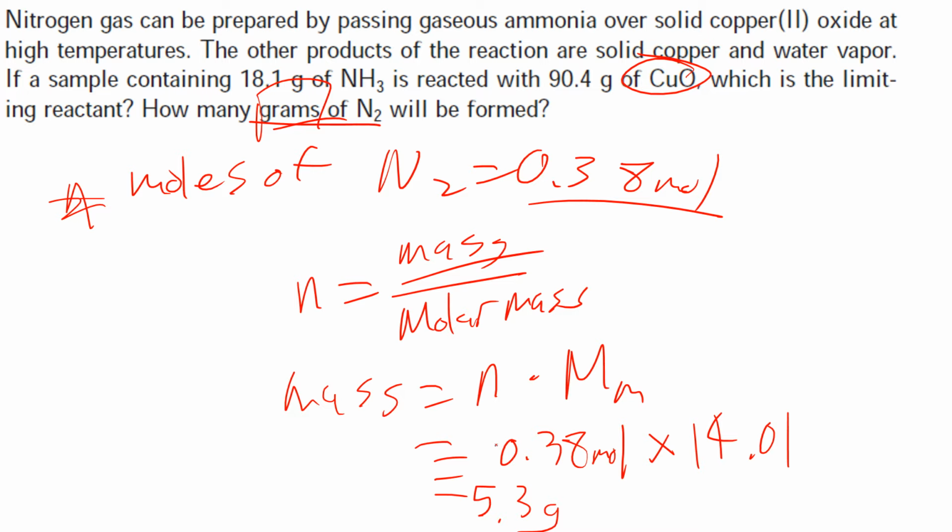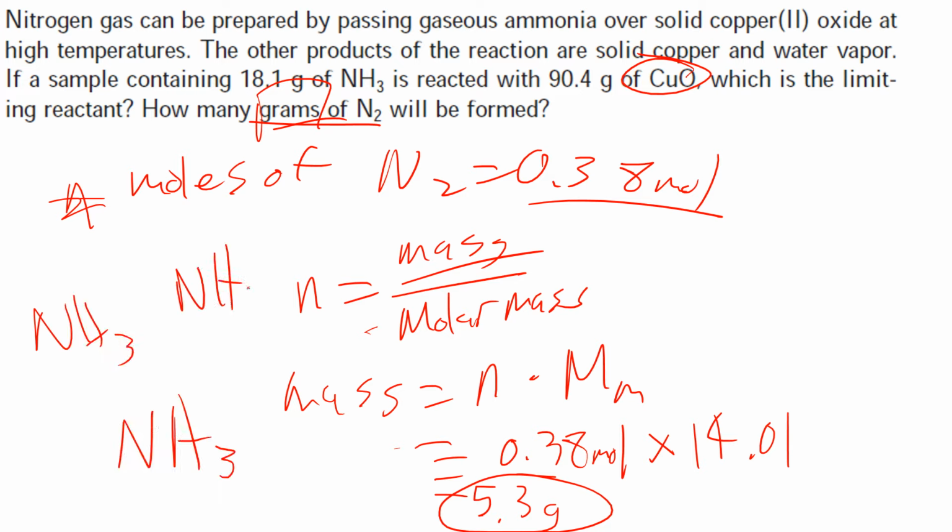Okay, if we had more copper oxide, we would produce more nitrogen gas. If we had more ammonia, we would still produce the same amount, because after this reaction is over, we still have some NH3 compounds floating around. They're still left over. We have them in excess. That's why it's called the excess reagent.